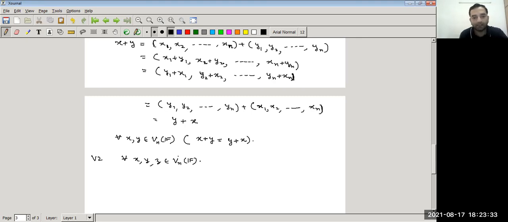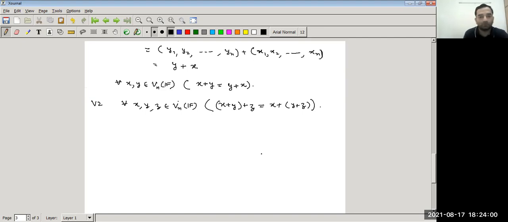x plus y such that (x plus y) plus z is equal to x plus (y plus z). So I skip this part. In a similar way, you can find this. You try to find the second property.